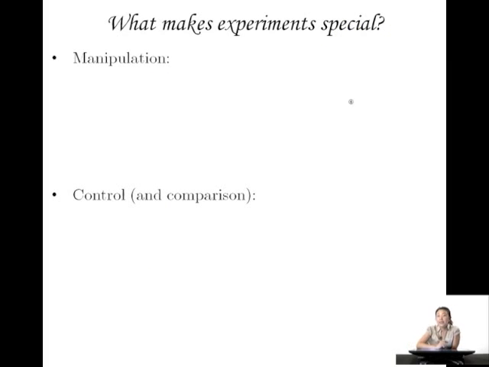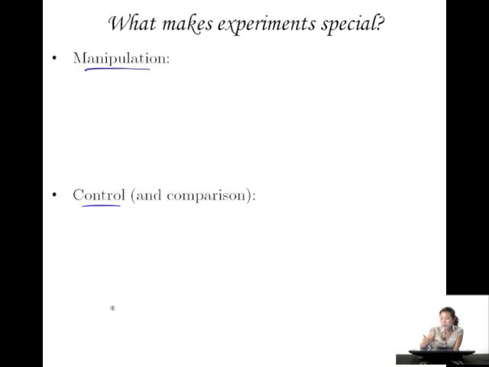All right, so experiments have found a way to solve both of these problems. They solve the third variable problem and the directionality problem. And that's why experiments are special. So here's how experiments have solved the problem. They're special because they use manipulation and what we call control, right? And manipulation and control, these two solve the third variable and directionality problem.